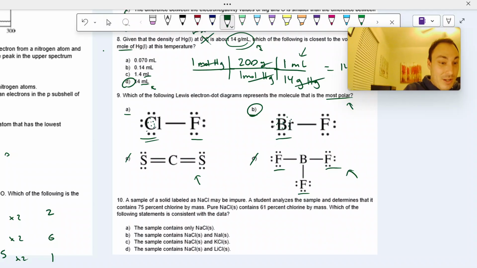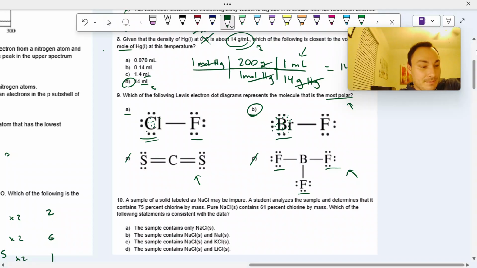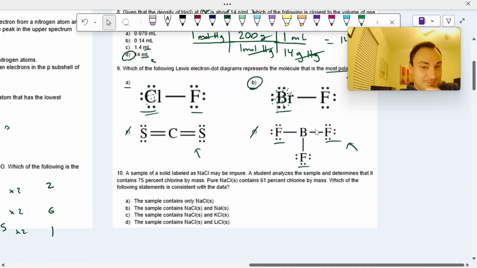Bromine has way more core electrons, so we're going to have way more of a negative charge on that one. So the answer is B.